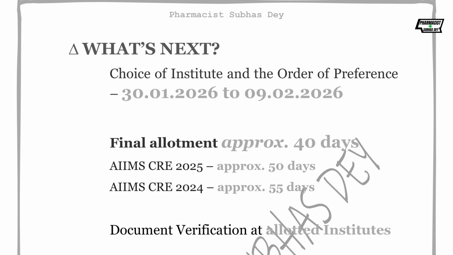So what's next after we have got the result? What to do next? Choice of institute and order of preference will be activated from 30th January to 9th February. It is already printed in the result, you can check there. And definitely, whatever your rank, you should go and submit your preference.